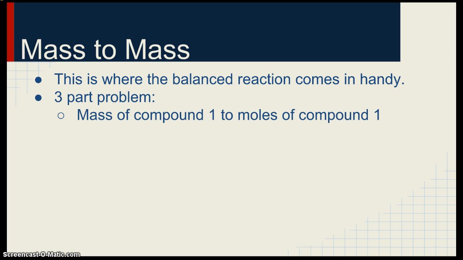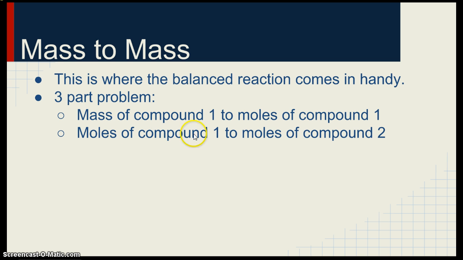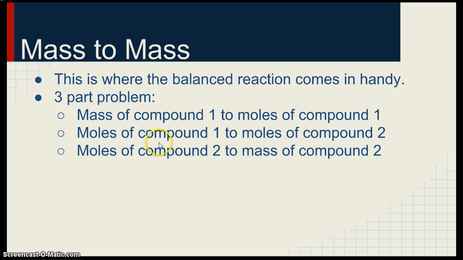First of all, you have to go from the mass of the first compound to the moles of that first compound. Remember, always stopping off at moles. Second step, this is where the balanced equation comes in. You go from the moles of compound 1 to the moles of compound 2. Third step, the moles of compound 2 to the mass of compound 2.